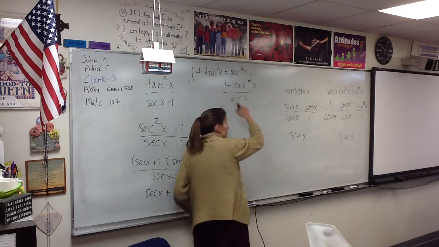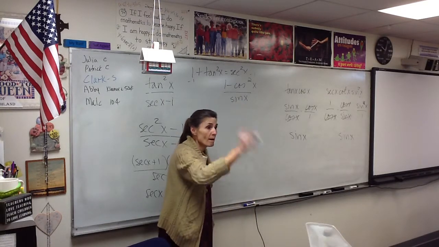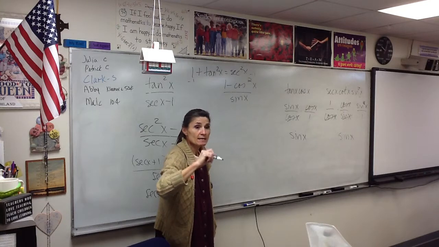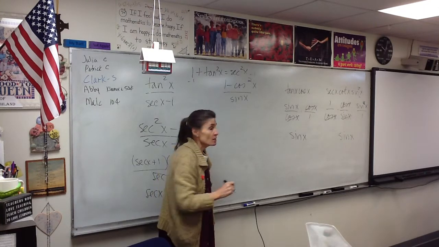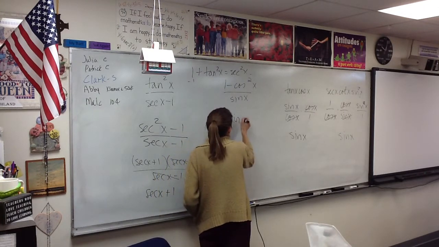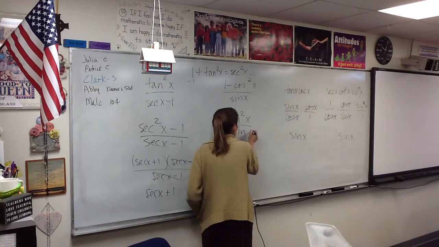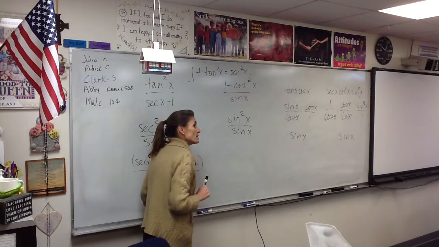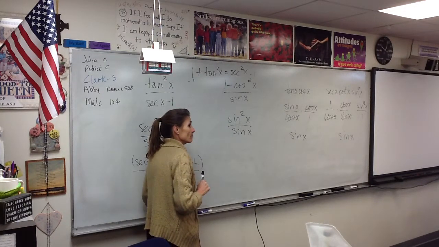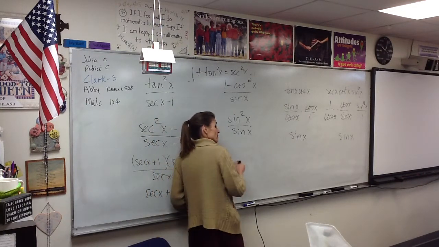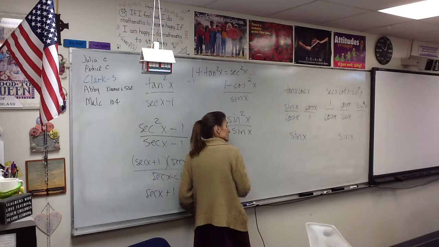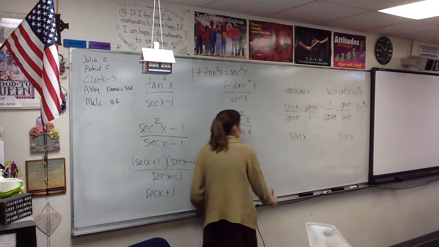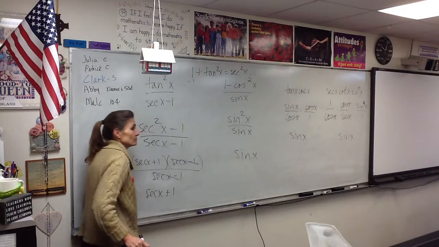Abby says, look, my numerator, 1 minus cosine squared equals sine squared. So she's gonna rewrite her problem as sine squared over sine, and you are exactly right. Okay, good. So what's next, Abby? You canceled, and what were you left with? Just sine x. Just sine x, and you're exactly right.